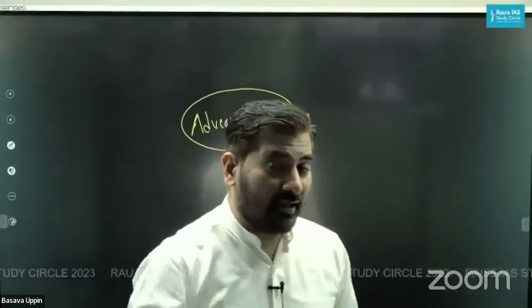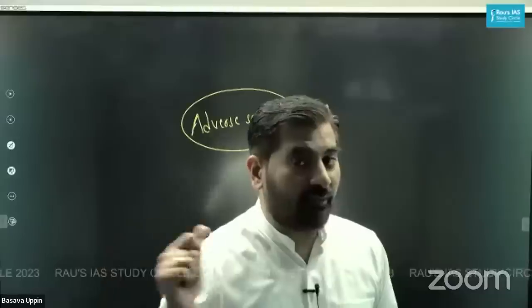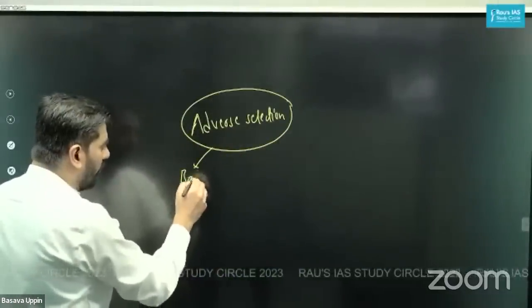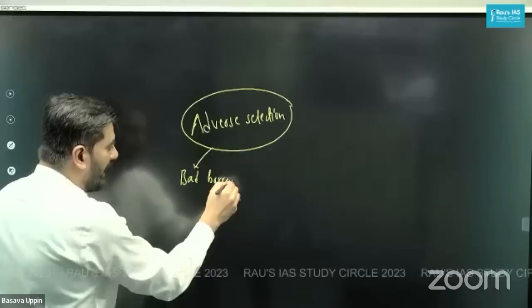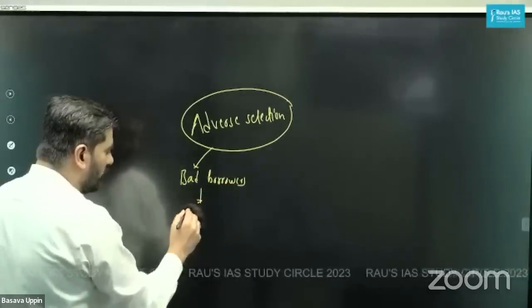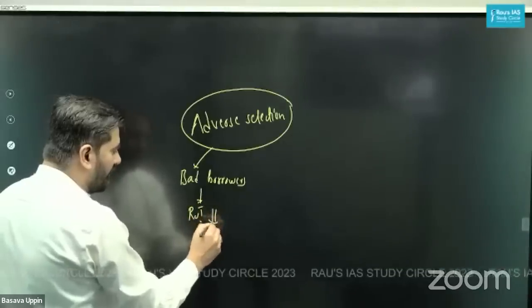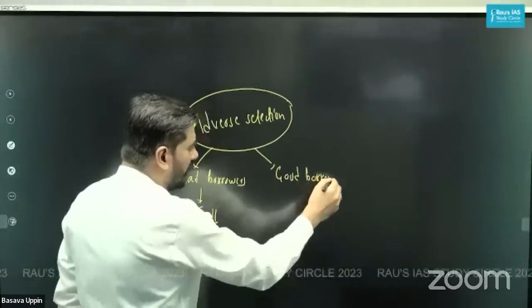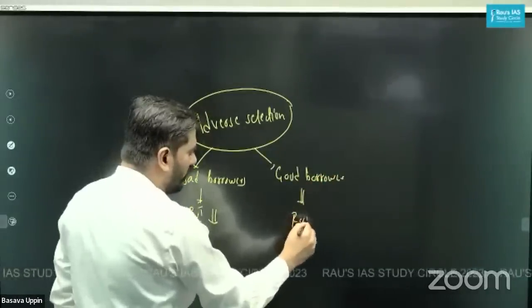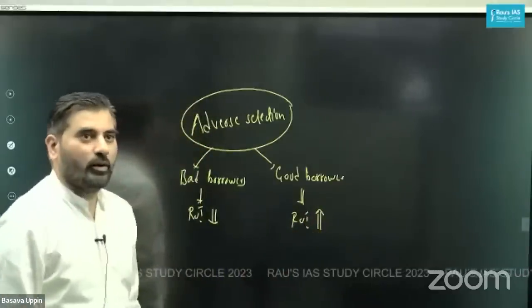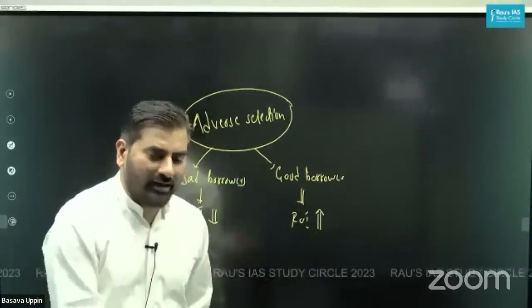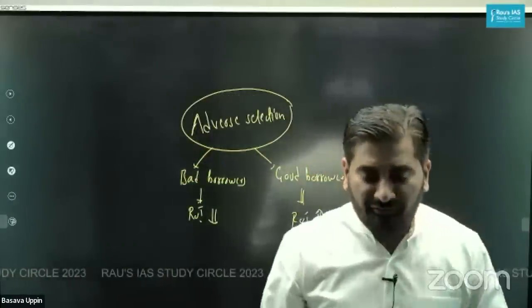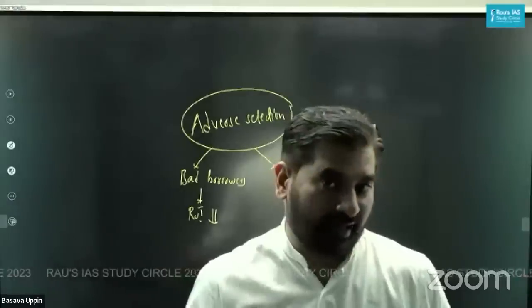Adverse selection means, in case of adverse selection, that is when credit information is not available to the banks, bad borrowers, that is people who have bad credit history, may get loans at a lesser rate of interest, and good borrowers, people who have good credit history, may get loans at a higher rate of interest. Why? Because we don't have credit information, right? So how do we facilitate credit information to the banks?